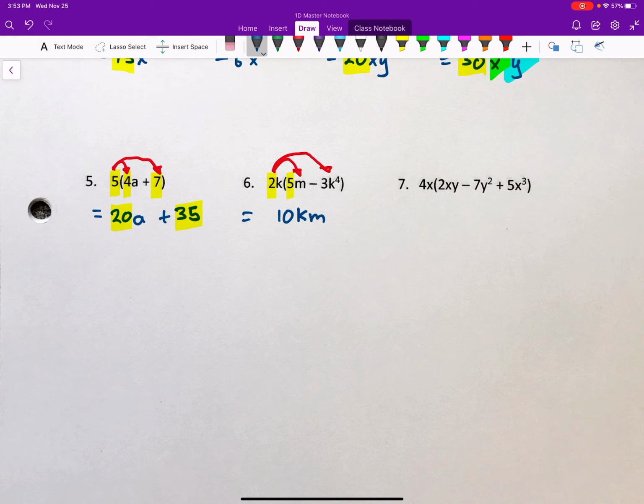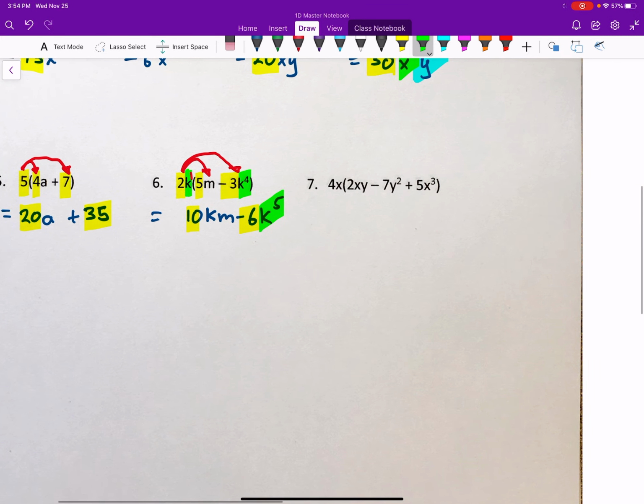And then for the next one, I'm going to do that 2 times -3, and I get -6. And I'm going to multiply this k. It has a power with the same base as k to the 4, again, assuming there's a 1 there. I'm going to do k to the 4 plus 1, which is k to the 5. So I got the 10 and the -6 from multiplying it times the 2. I got the k to the 5 from multiplying the k's together. And I got the km just because that was all that was left when I couldn't combine those anymore.